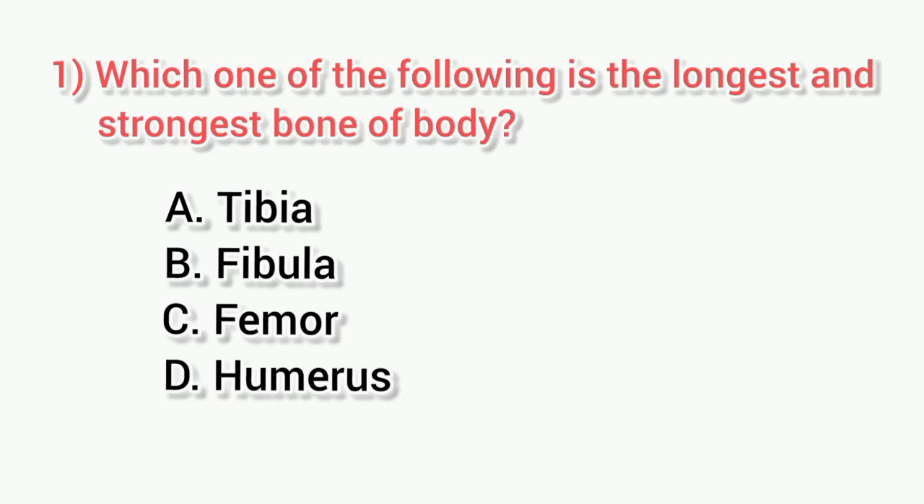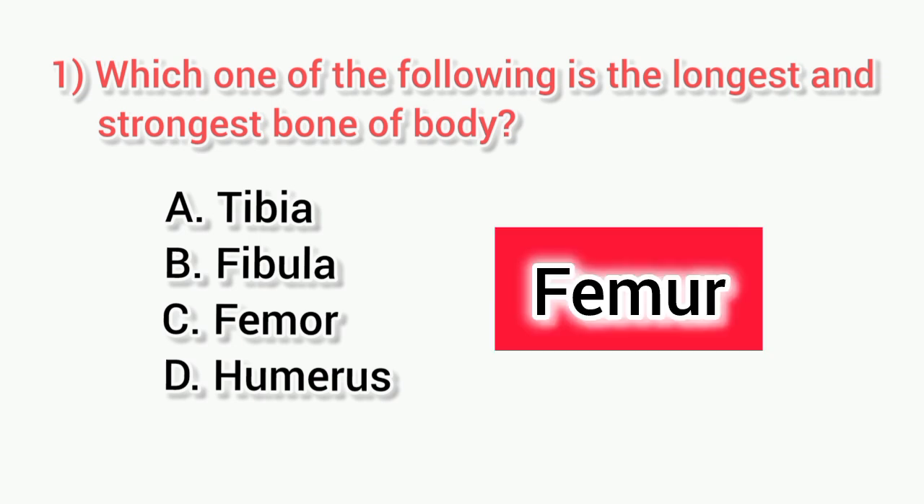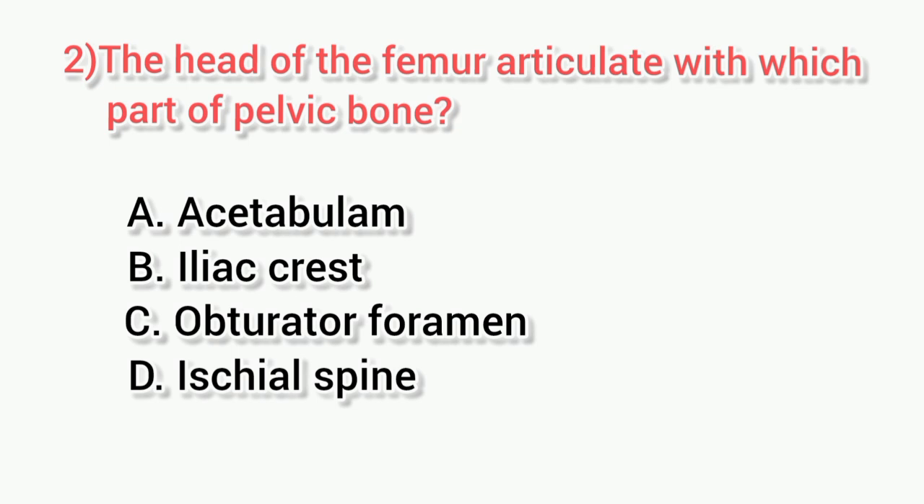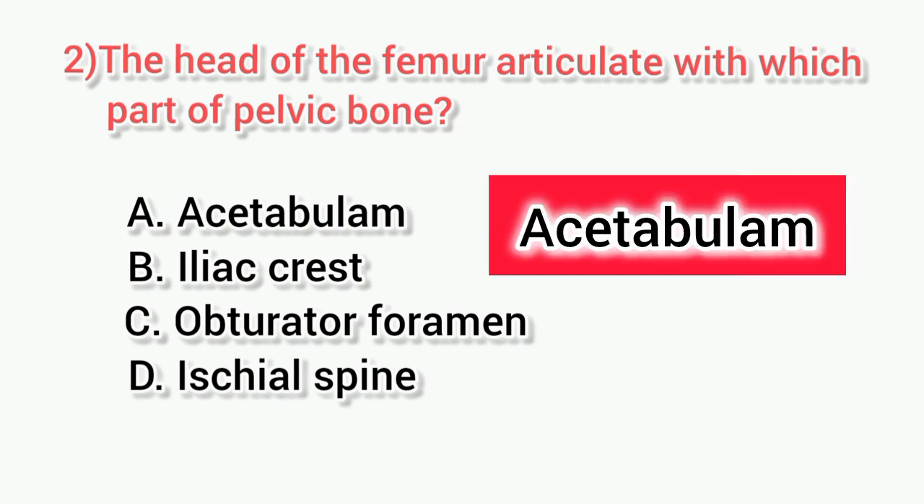Question number 1. Which of the following is the longest and strongest bone in the human body? Correct answer is option number C, femur. The head of the femur articulates with which part of the pelvic bone? Correct option is answer number A, acetabulum.